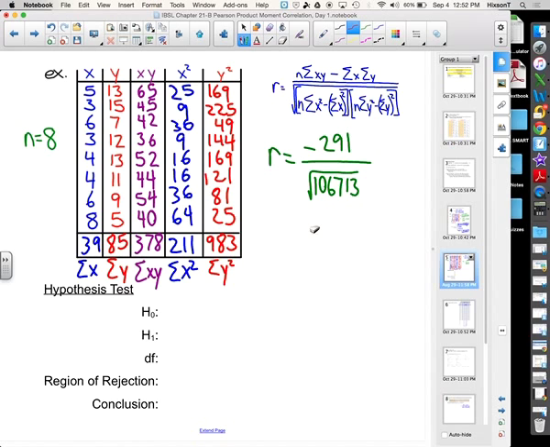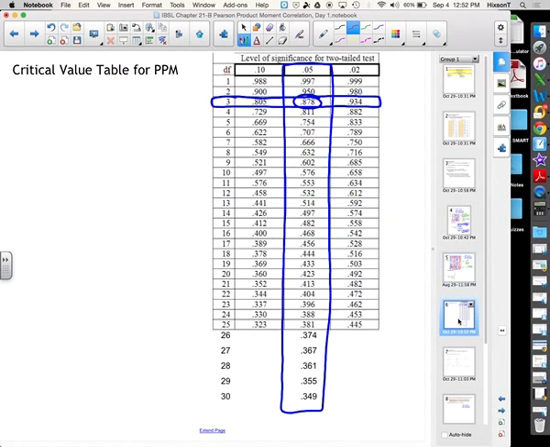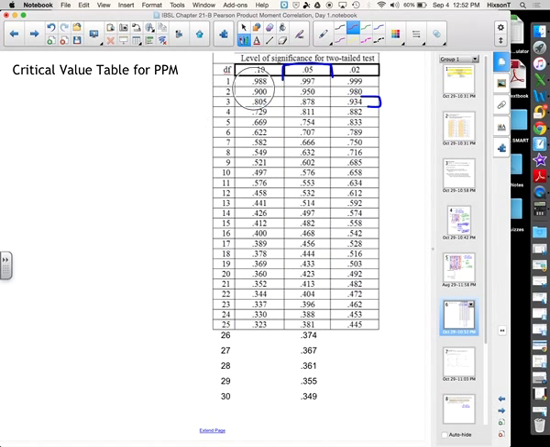So we have this, and then what does that end up equaling? R equals negative 0.8908. Always give at least 4 decimals, because remember a critical value table has 3, and that will help us with any rounding issues that we may run into.